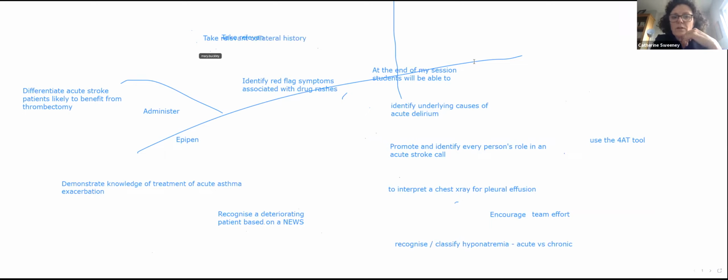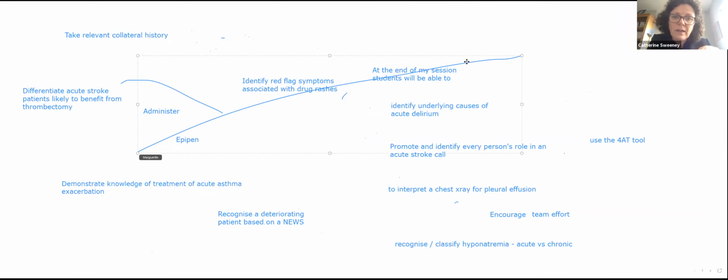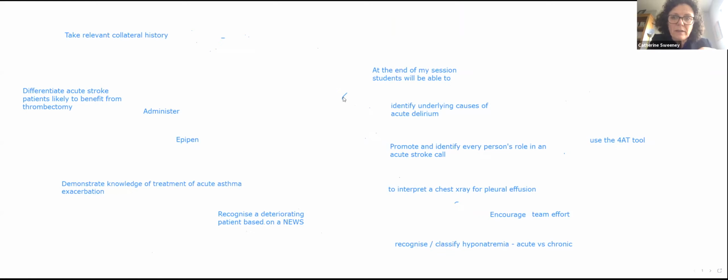So what you're going to have to do now is, and some of these might be good in one situation, but might not work in a simulation. So for example, if it's identify a rash, are you going to be able to provide students with an opportunity to identify that rash in the actual session? Or how are you going to do that? You need to think about, can the teaching and learning activity match what you're trying to do here?